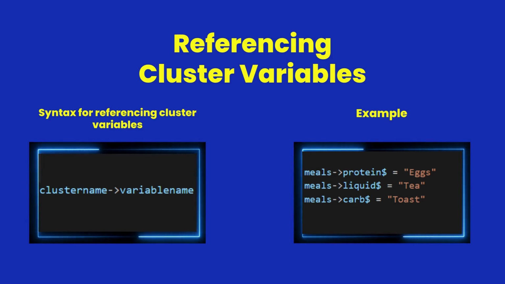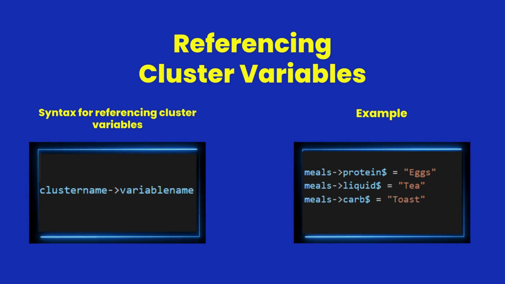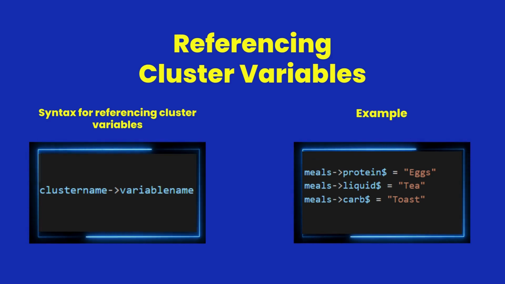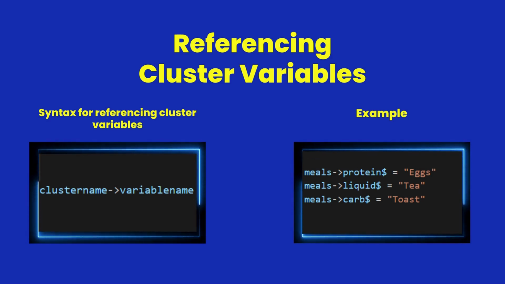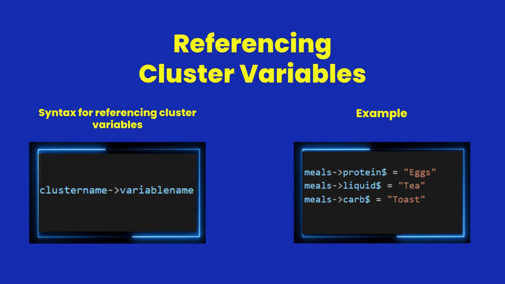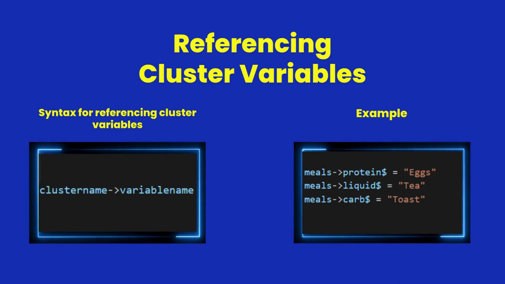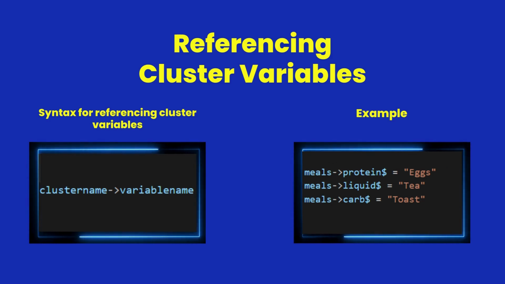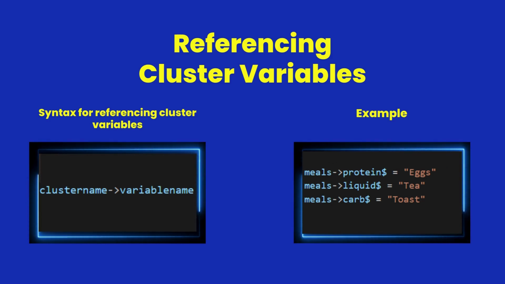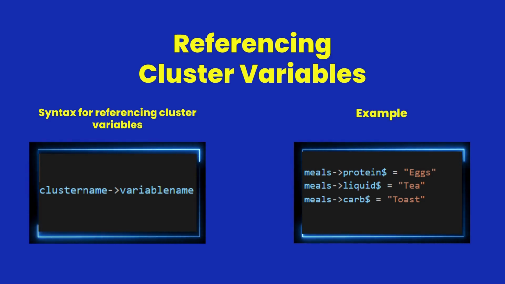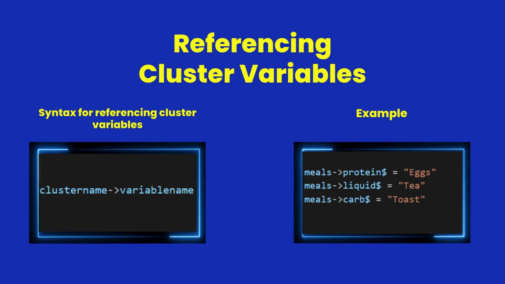In this example, we assign values to the fields of the meals cluster in Sheerpower. First, we set the protein$ field to eggs. Next, we assign tea to the liquid$ field. Finally, we set the carb$ field to toast. This demonstrates how to assign values to the members of a cluster, ensuring each field contains the appropriate data.